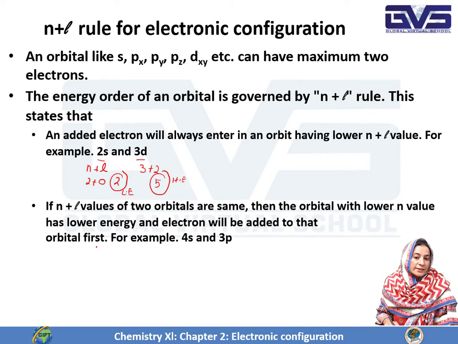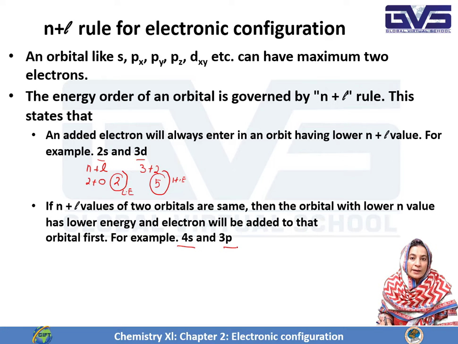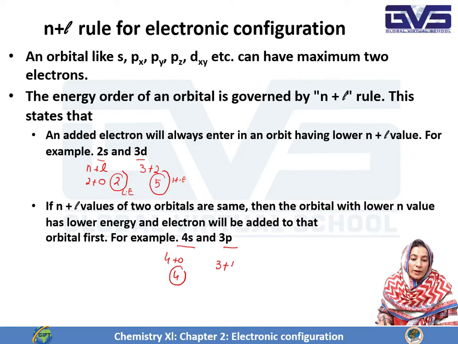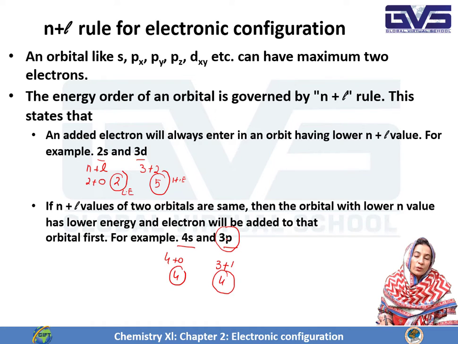For example, 4s and 3p, right? Find out their n plus l value. For 4s it is 4 plus 0, the answer is 4, and for 3p it is 3 plus 1, since for p the l value is 1, so the answer is 4. Both have the same n plus l value. So which has the lower n value? Of course 3p has the lower n value, so the electron will be filled first in 3p, then it will go to the 4s orbital.